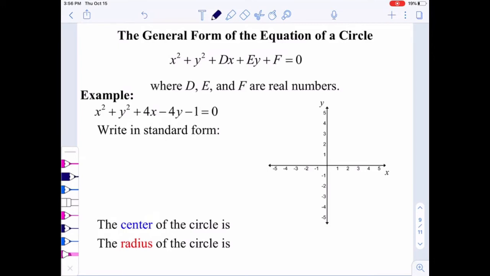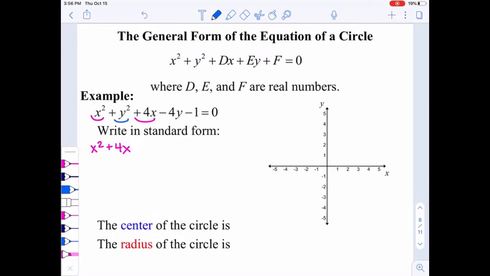So the first thing I would recommend doing is get all the x terms together, get all the y terms together, and throw that extra number off to the other side of the equal sign, because eventually the plain numbers are going to end up giving us information about our radius. So I have an x squared plus a 4x, and a positive y squared and that minus 4y. And while I'm at it, I'm going to move that minus 1 over to give me a positive 1.